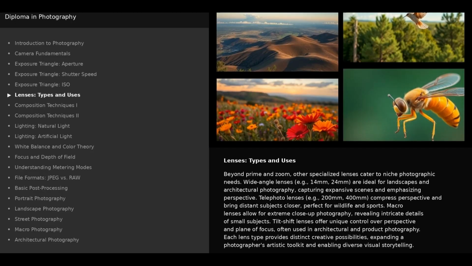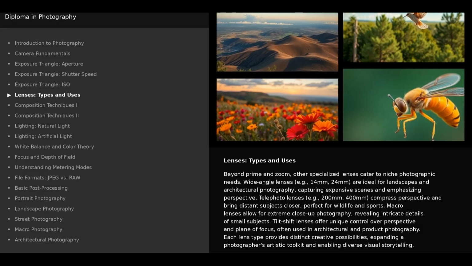Beyond prime and zoom, other specialized lenses cater to niche photographic needs. Wide-angle lenses, example 14mm, 24mm, are ideal for landscapes and architectural photography, capturing expansive scenes and emphasizing perspective. Telephoto lenses, example 200mm, 400mm, compress perspective and bring distant subjects closer, perfect for wildlife and sports.